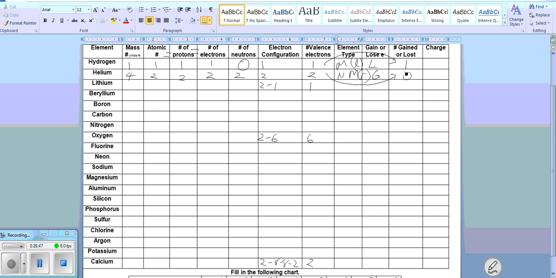Which is part of why we did oxygen as an example as well. I know I skipped the middle section here, but it turns out that oxygen is a non-metal, and it has 6 valence electrons. That energy level can hold a total of 8, which means it needs to gain 2 more to get there.